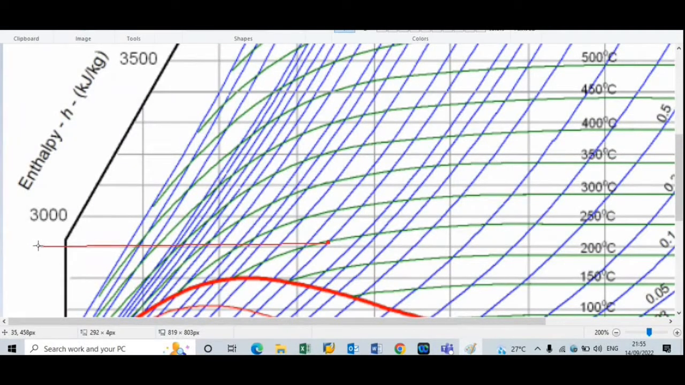Now if we observe, this line is below this 3000, so we will take here the exact value, that is 2930 kilojoule per kilogram. Now we will move to point 2. So how to draw here the point 2? In the turbine, an isentropic expansion process is taking place, so we have to draw here a straight vertical line. And for the final condition, the pressure is given up to 1.5 bar.